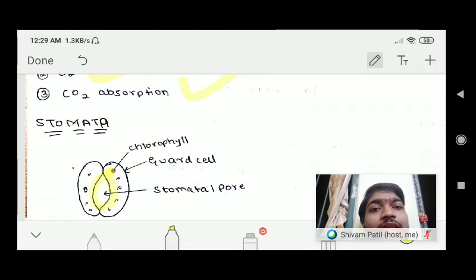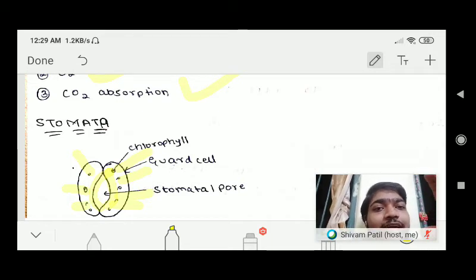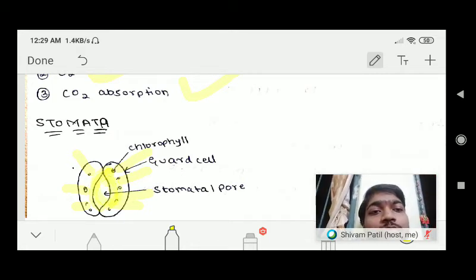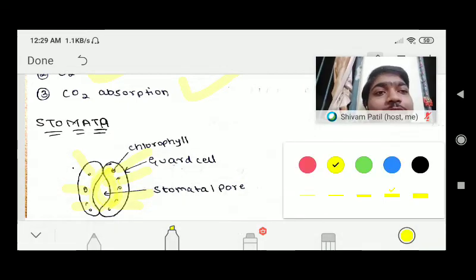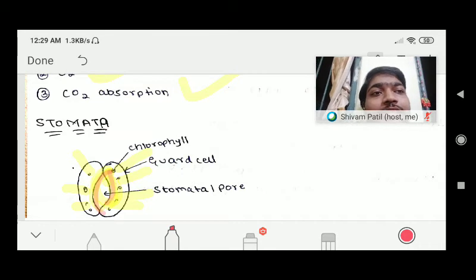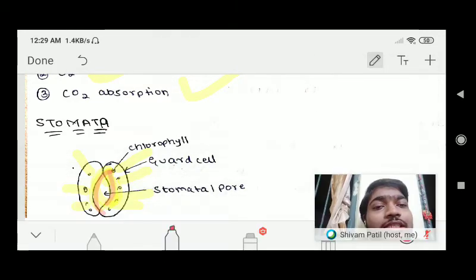Okay, and the stomata also contains chlorophyll, and the stomata is guarded by guard cells. So what happens when the water enters inside these guard cells swell up, and when they swell up they open this pore, and when this pore opens up, then the gas can enter inside the leaf. Okay, so this is how the CO2 is absorbed from the environment.